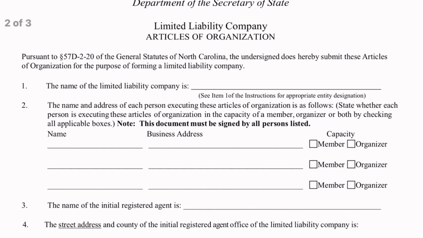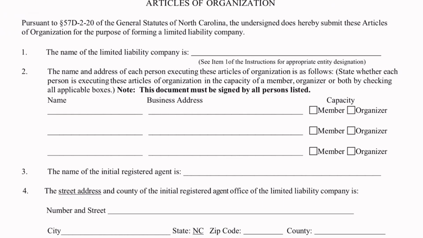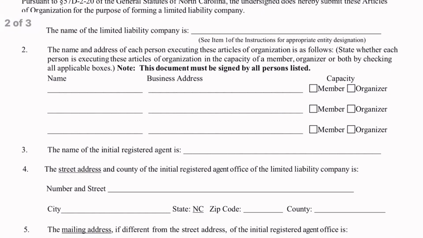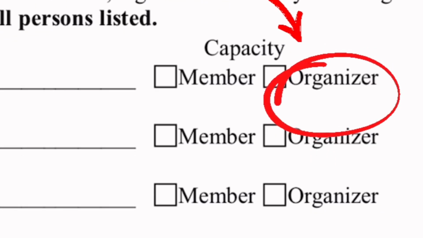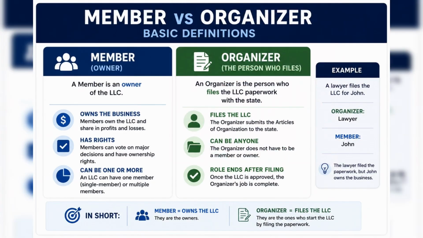Number 2, as you can see, a section asking for the names of people executing the articles of organization and their capacity. Don't let these names confuse you. An organizer is simply the person submitting the LLC paperwork to the state. A member is the owner of the LLC. If you're starting your own LLC and filing it yourself, you'll most likely put your name as both the organizer and the member. In other words, you're the person creating the LLC and you're also the owner of the LLC. For most people watching this video, that is exactly what you'll select.